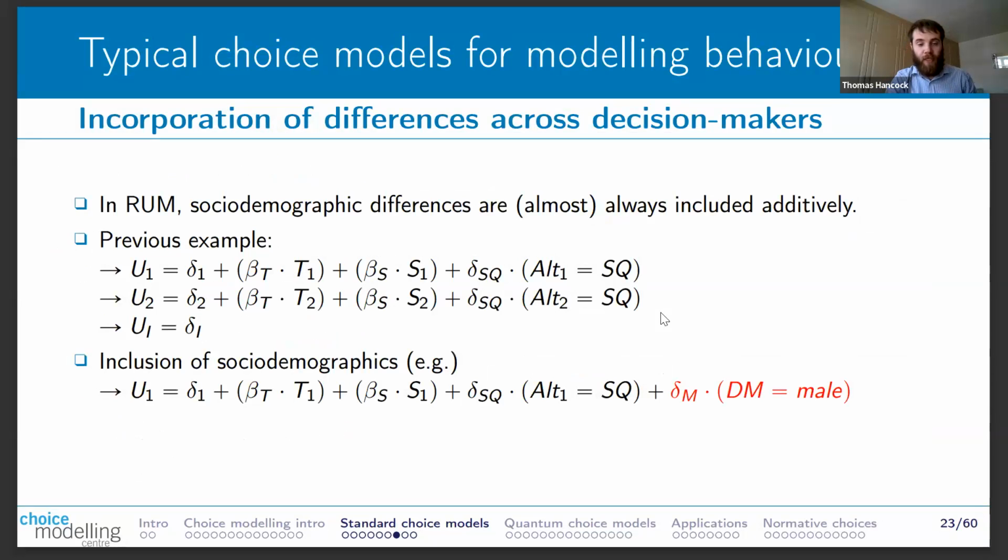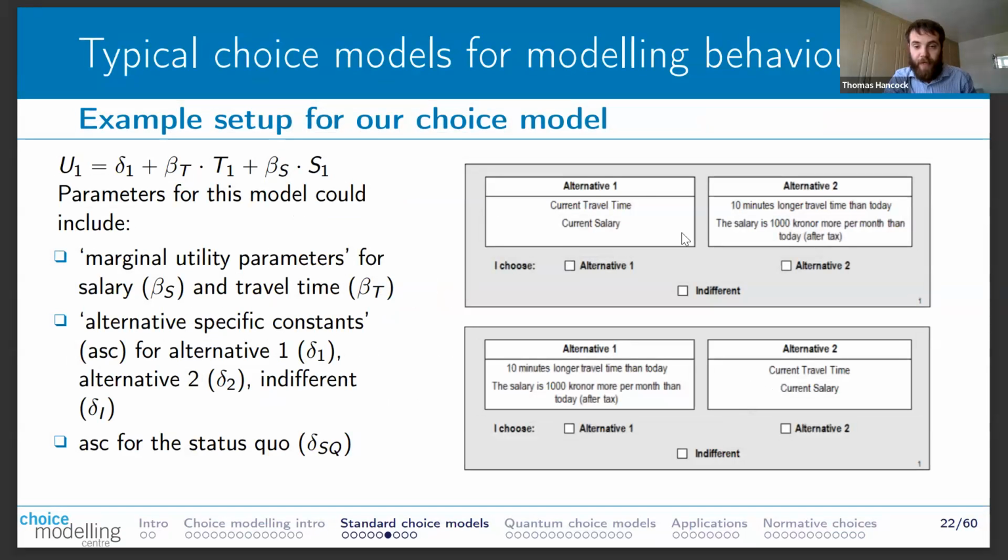So what we can do then is to add in socio-demographic differences. These are almost always added additively. So for example, the utility of this first alternative might depend on some different underlying bias if the decision maker is male. So perhaps males might be more likely to stick to a status quo. I don't know, but yeah, we'll find some underlying biases here.